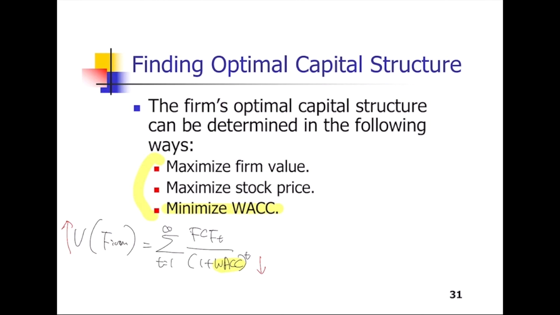So far, we have looked at the optimal capital structure, which means the optimal debt proportion that maximizes the firm value, maximizes the stock price, and minimizes the WACC. In the next lecture, we will learn some theory about the optimal capital structure called the MM theory, Modigliani and Miller. Thank you.